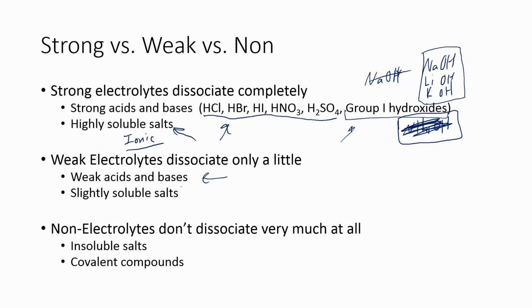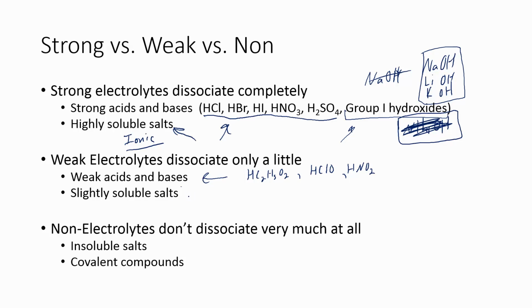Weak acids and bases, meaning they're not part of this list, only dissociate a little bit. So things like acetic acid is a weak acid. Let's see, hypochlorous acid is a weak acid. Nitrous acid is a relatively weak acid. So basically anything outside of this group, not 100% inclusive here, but for the most part, anything outside that group will be a weak acid or base.